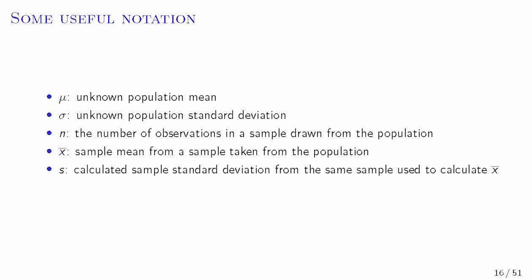The notation, just to remind you: mu is an unknown population mean, sigma an unknown population standard deviation, n the number of observations in a sample drawn from a population, x bar the sample mean taken from a population, and s the calculated sample standard deviation.